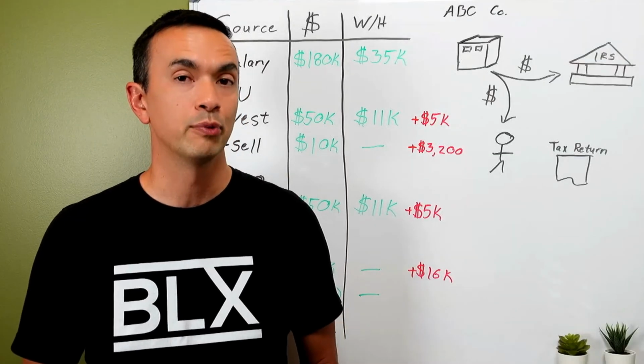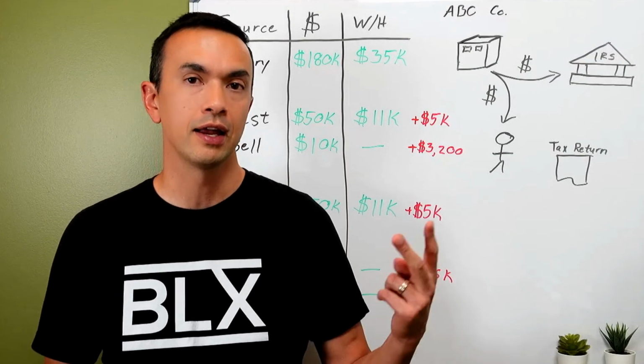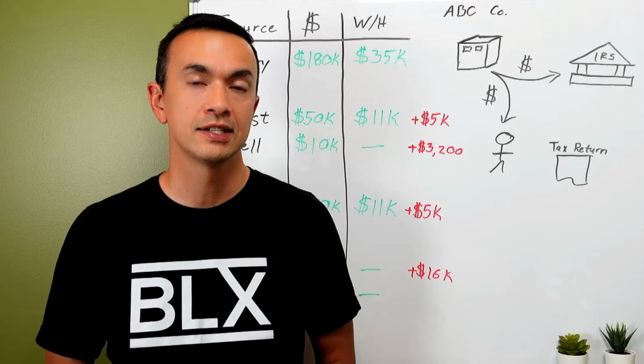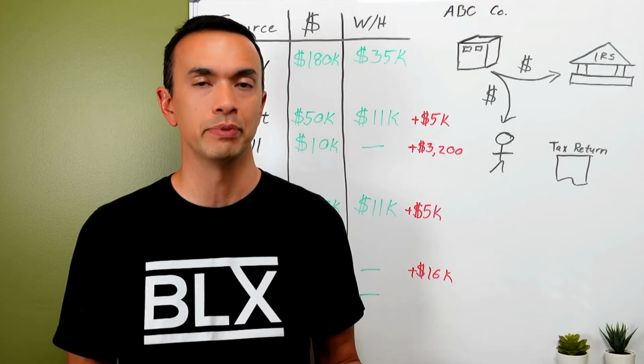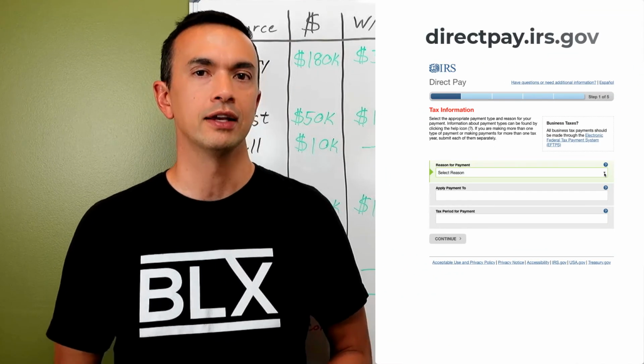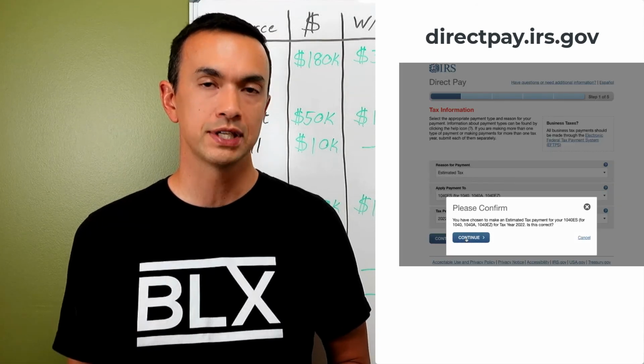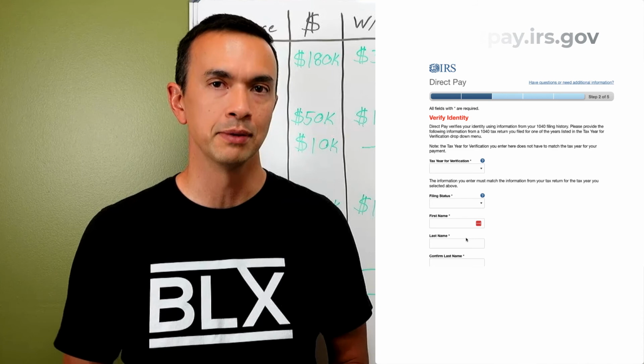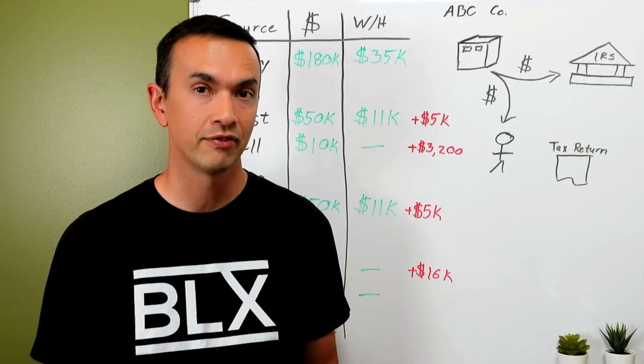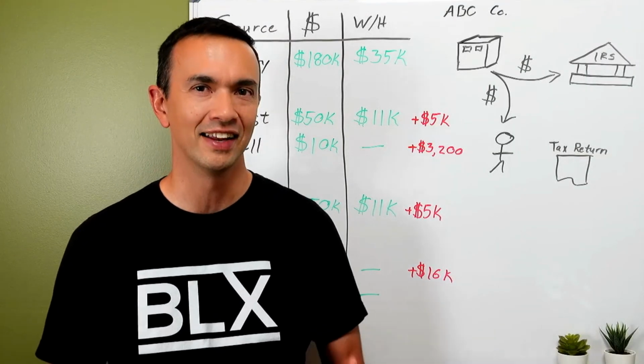And finally, now that we know how much we're supposed to pay and when we need to pay it, the last step is how to pay. The easiest way to do that is to go online and go through the IRS Direct Pay website to submit your estimated payments.